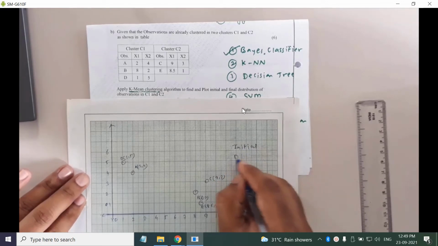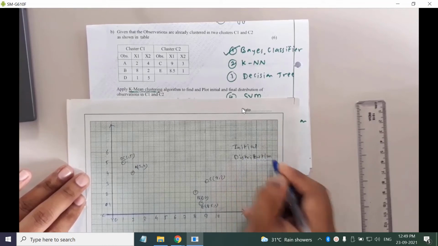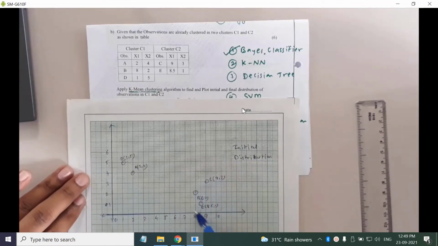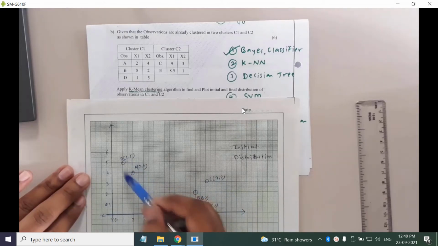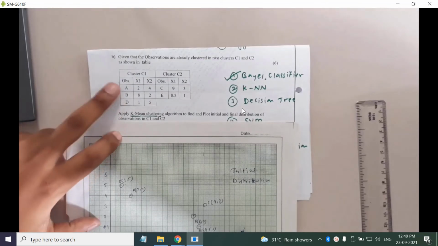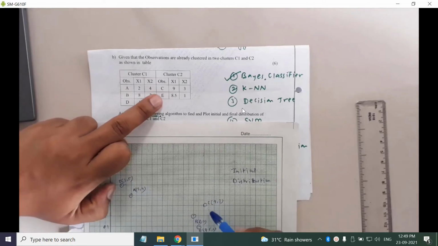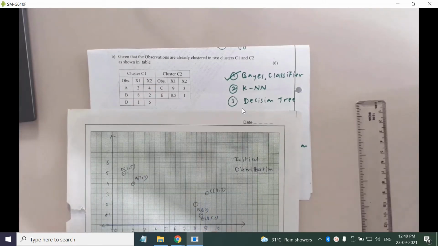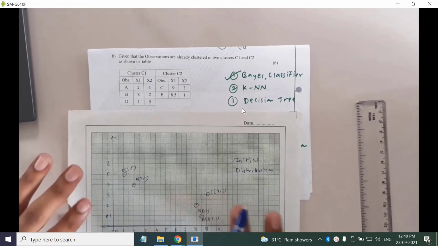and from it, it is clearly visible that these 3 points should form one cluster and these 2 should belong to one cluster. But what is the distribution given? A, B, D belong to C1. A, B and D belong to the C1 cluster, and C and E belong to the other cluster. So you have to regroup these clusters. So that is the initial arrangement given.